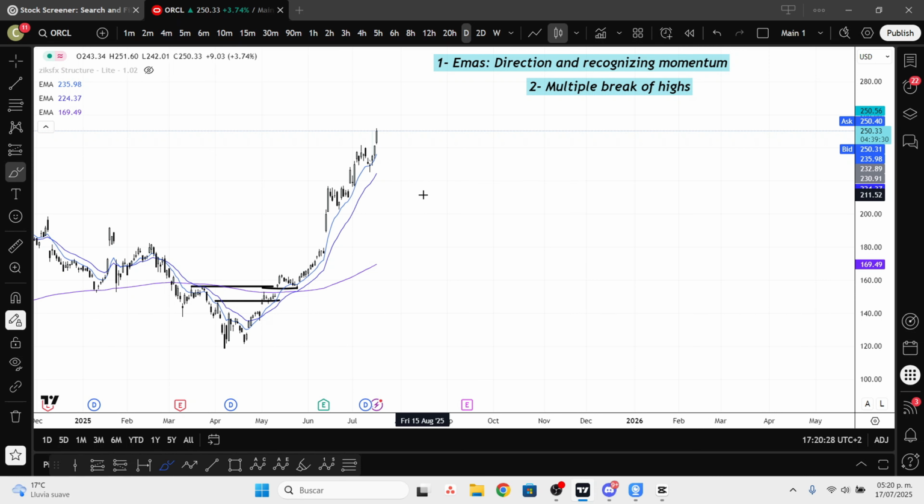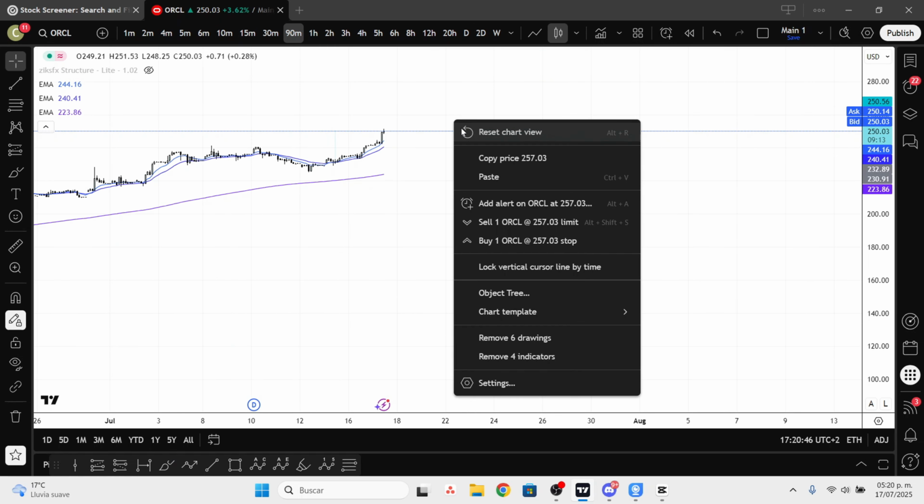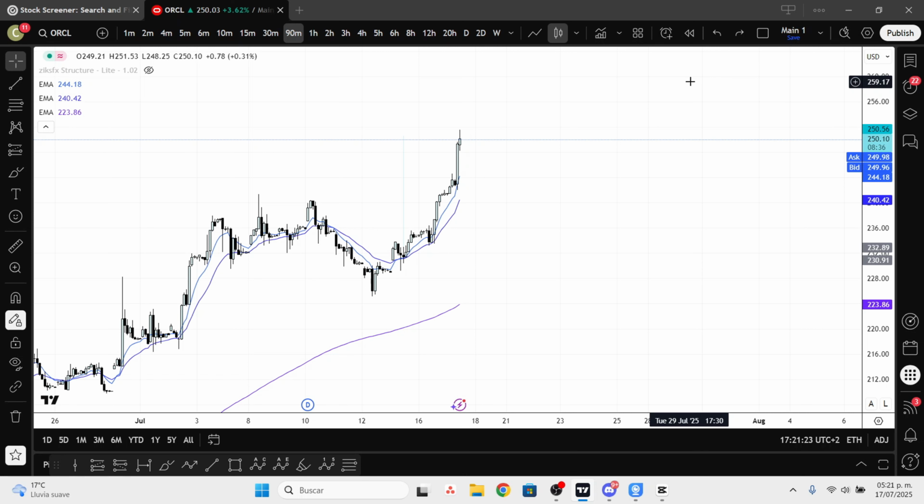Now, once this is happening, I want to drop down into the 90 minutes just to see what the 90 minutes is doing and to see if I actually want to get involved or I want to wait. So let's drop down to the 90 minutes and let's see what's going on. Okay, so let's explain what we want to see in order for us to get involved and place a trade.